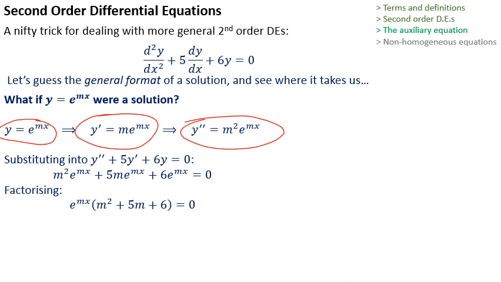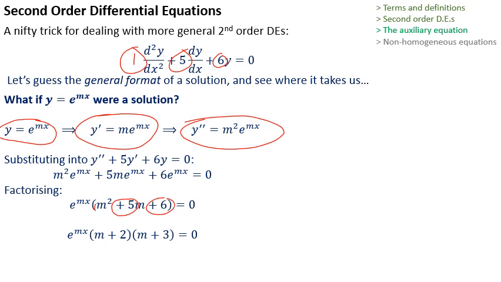So if you're looking at a differential equation and you can pick out the constants in front of the second derivative, the first derivative, and the 0th derivative, then you've got the constants in front of m², m, and the number. So why is that useful? Well, let's continue factorizing and we'll see. e^(mx) times (m + 2) times (m + 3) = 0.